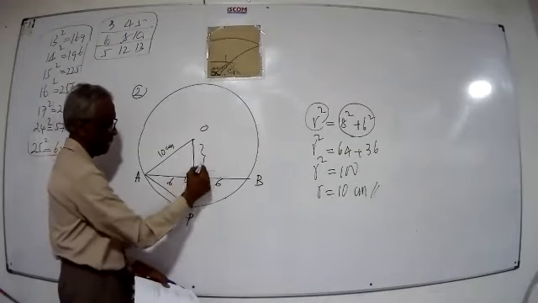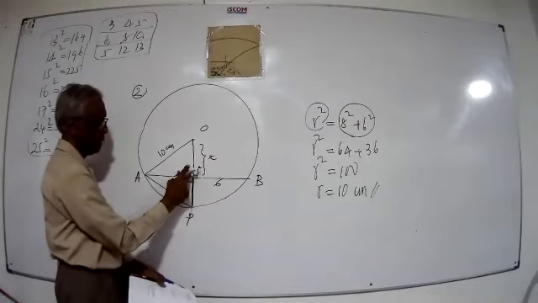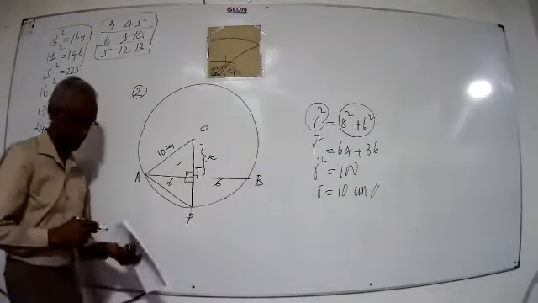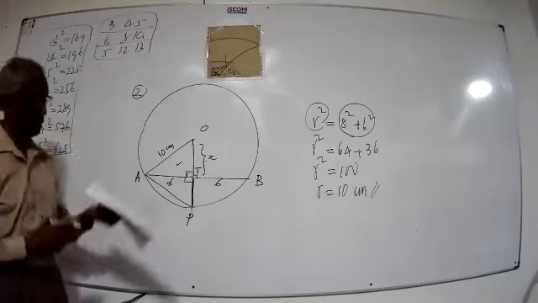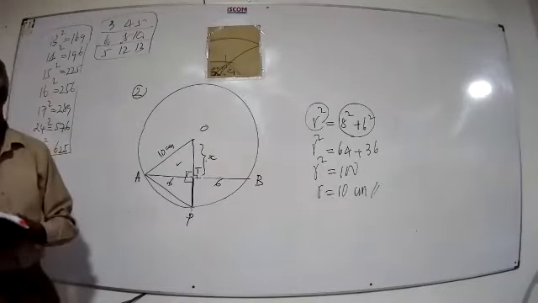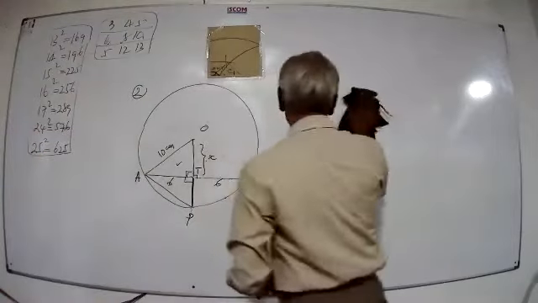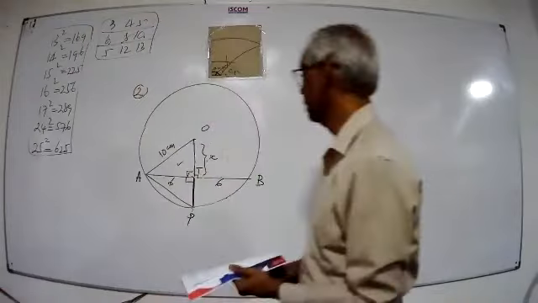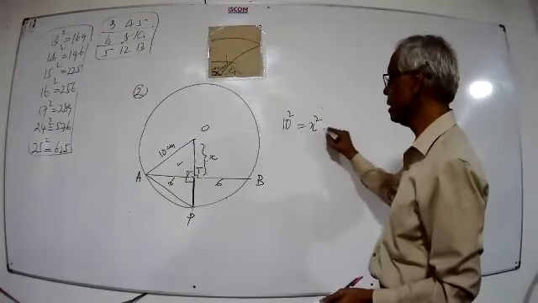If I find this length, say X, apply Pythagoras theorem and find X. The sides are 6, 10, and the other one is 8. Apply Pythagoras theorem. Then 10 square equals X square plus 6 square.